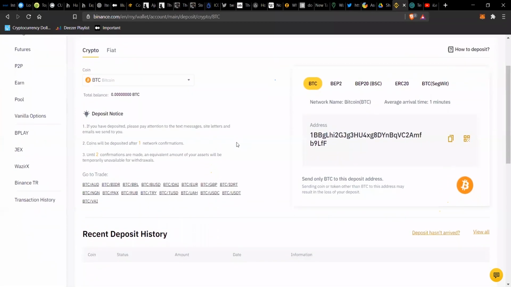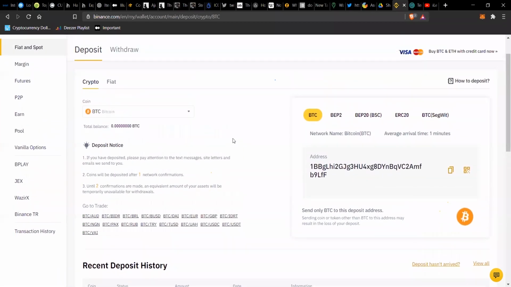So here you can now decide what cryptocurrency you would like to deposit. Let's say you want to deposit Bitcoin. You just come here, click on Bitcoin, and here you can see the wallet address. This is like your bank account number. So this is the wallet address for Bitcoin. If I send Bitcoin to this wallet address, it would appear in my balance. It would reflect in my balance. It would be credited directly to my Binance account.